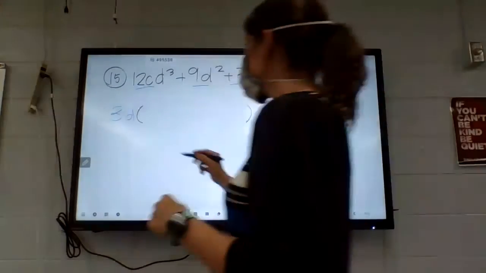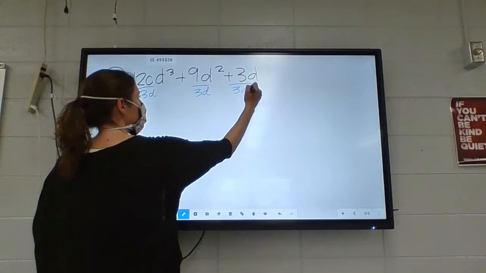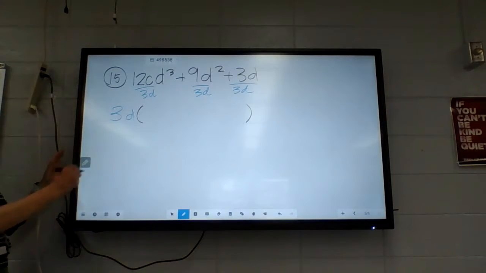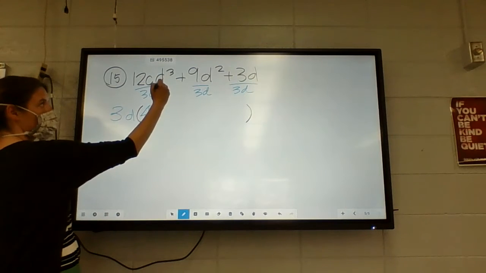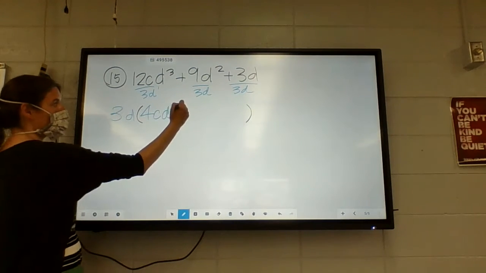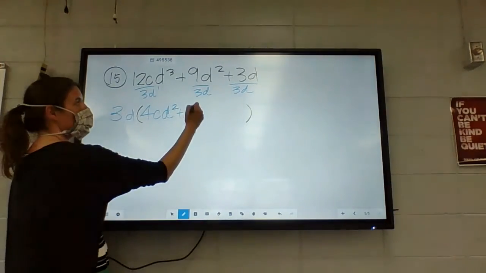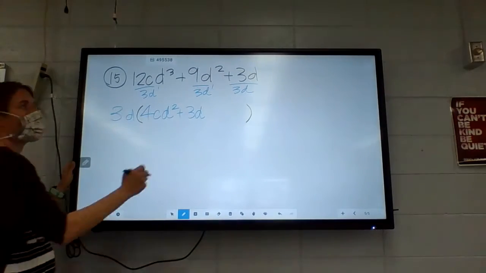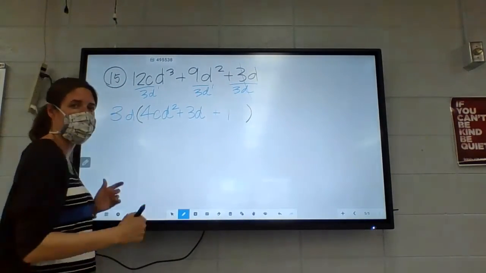So then from each of these, I'm going to divide each of these by 3D. So 12 divided by 3 is 4. C stays. D to the third over D to the first is D squared. 9 over 3 is 3. D squared over D to the first is just D. And then these cancel, but we can't just leave it blank, so we write a +1 as a placeholder.